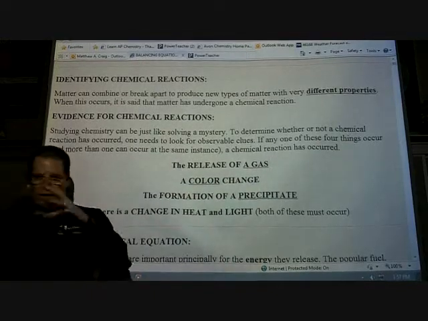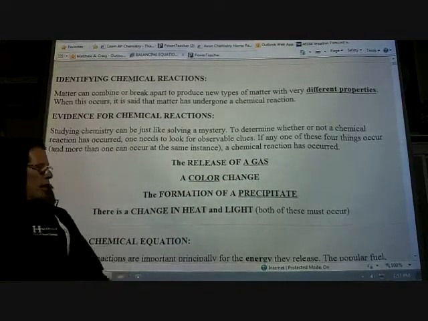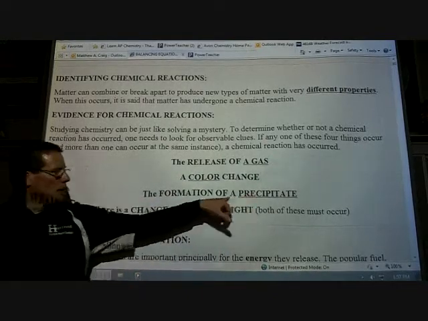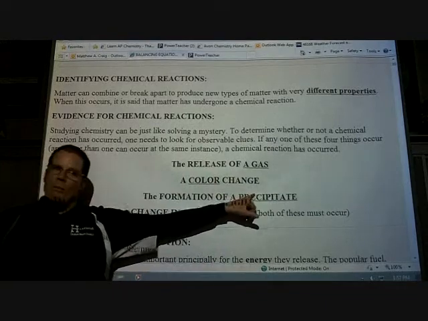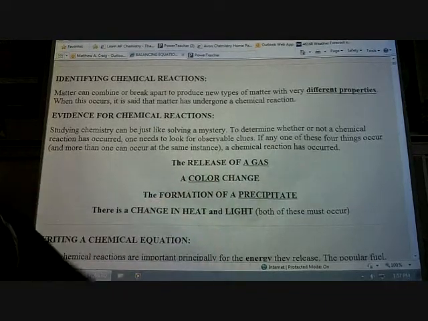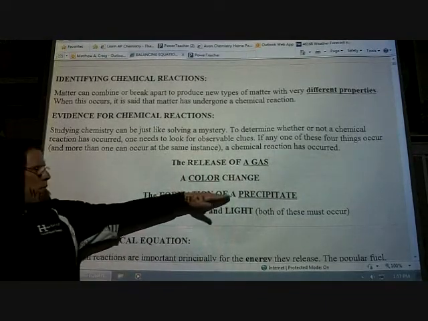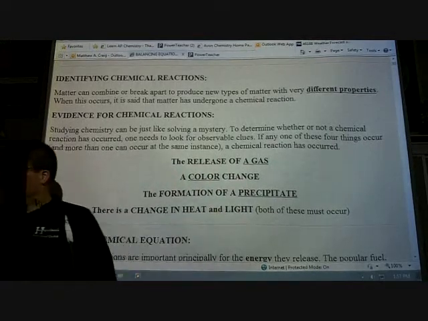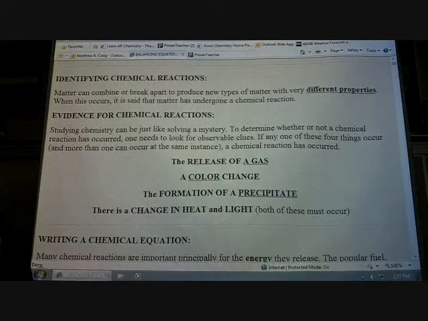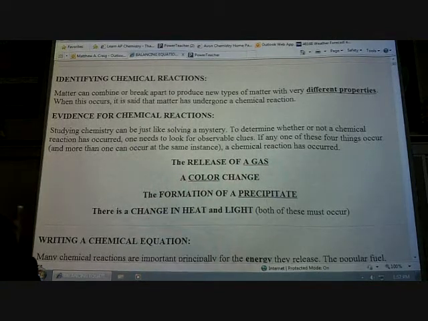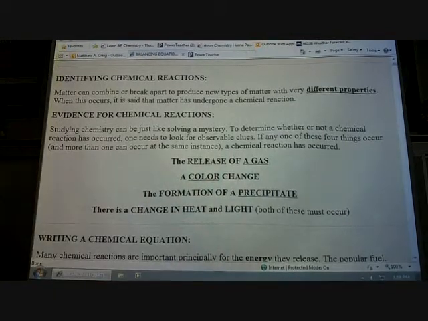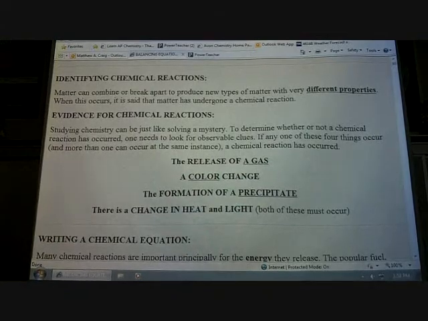Color change. So if the substance changes to a different color, you have evidence for a chemical reaction. The formation of a precipitate. This we're going to talk a little more about next week when we actually focus on that. So don't get too hung up on that just yet. And then if there's a change in heat and light. Now, who can give me an example of a change in heat and light? Explosion, fire, things like that. But they don't necessarily have to do that. A light bulb is a great example. There's a reaction going on there.